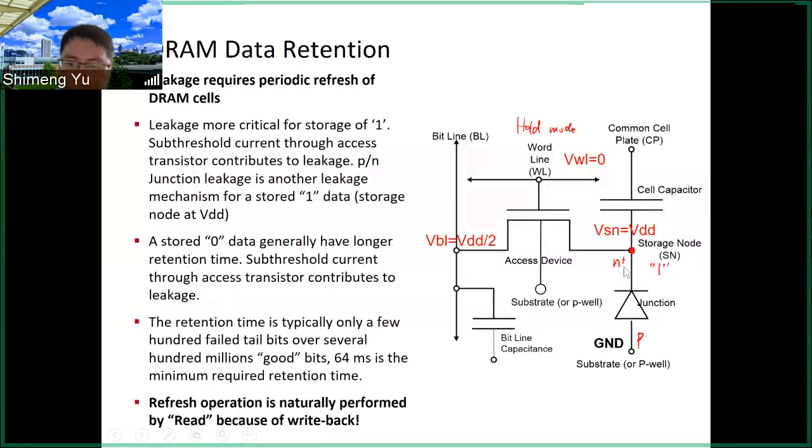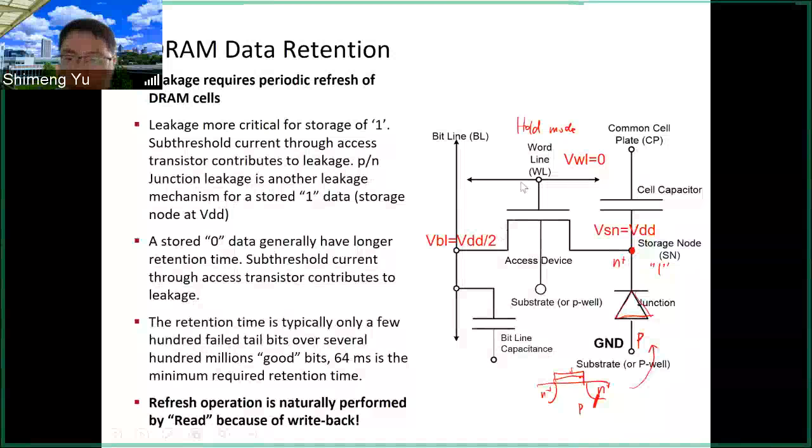So from the PN junction point of view, if you think about the PN junction, we have N plus and P. So here's a PN junction. Here we draw this PN junction out. That's this one. So here we have the leakage current to this storage node.